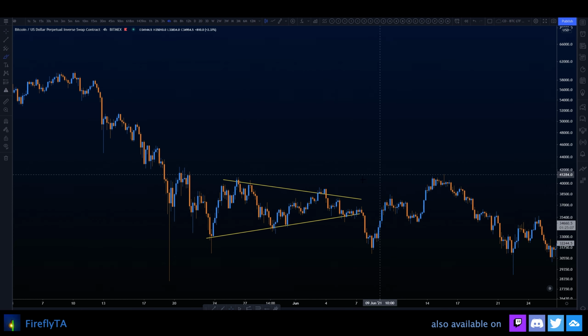I mean, if you're new to TA and you see a line like this running through these highs here, it looks ugly. It doesn't look right. And as a perfectionist, you would probably say, no, this is not acceptable.